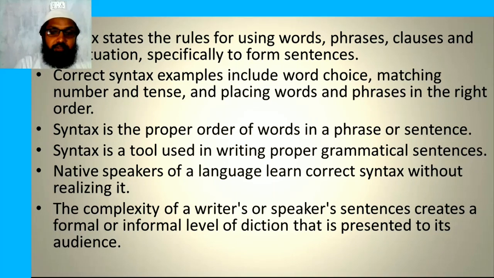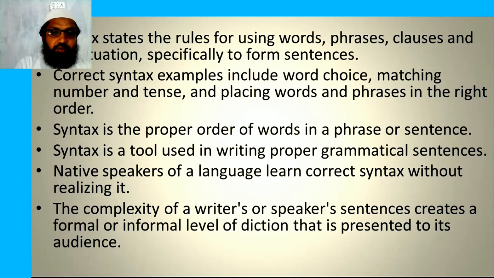Native speakers of a language learn correct syntax without realizing it, because they are all native speakers. They know everything because they know about the language. They have been listening to the language from their childhood, so it will be very easy for the native speakers to know about the exact syntax of a language.